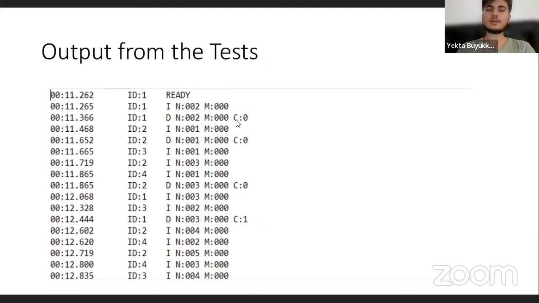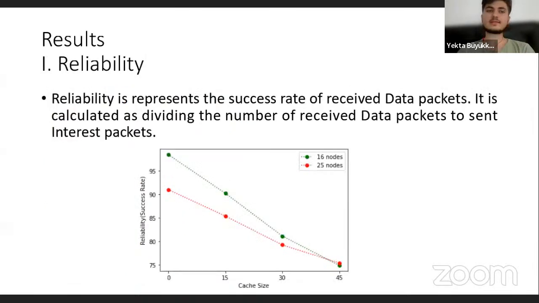The data packets have an extra dimension, which is whether it's cached or not, like whether the data came from the cache or not. If it's 0, this data did not come from the cache. But as you can see, there is also 1, and if it's 1, this means that the data came from the cache. As I said, this is a small part of the output from the test. We use the Python pandas library to analyze this data, and we used matplotlib to visualize it. I will get to the results now.